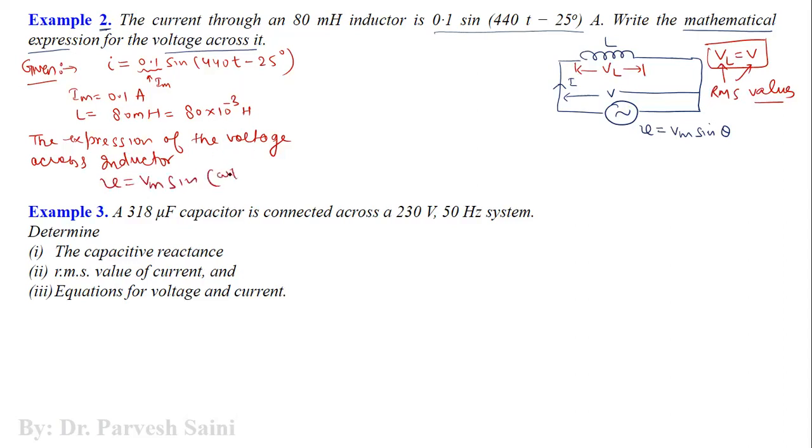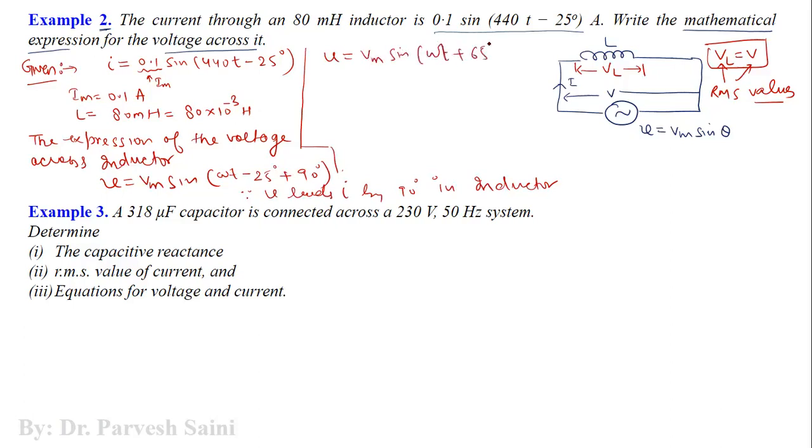Now, the voltage expression is given by V is equal to Vm sine omega t, then minus 25 degree plus 90 degree, because we know that the voltage leads the current by 90 degree in an inductor. So from here we have V is equal to Vm sine omega t plus 65 degree. That means we have to calculate Vm. Vm can be calculated by using the equation Im into XL.